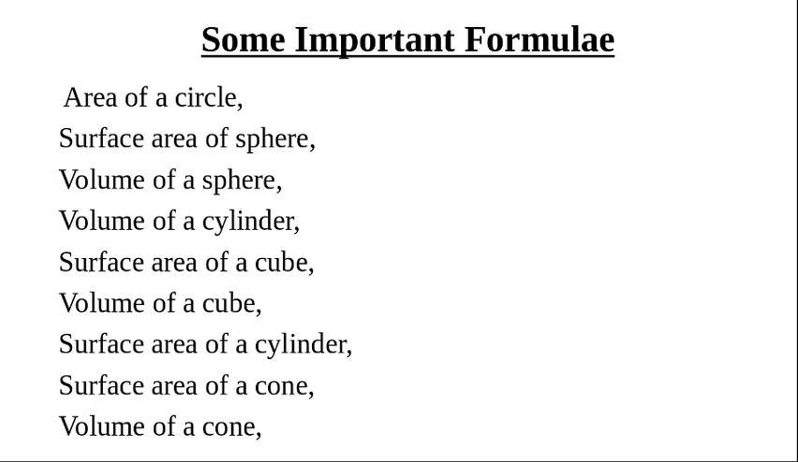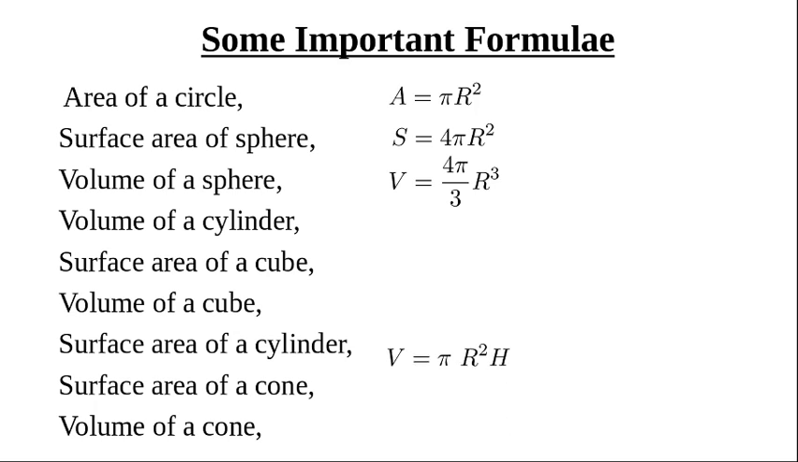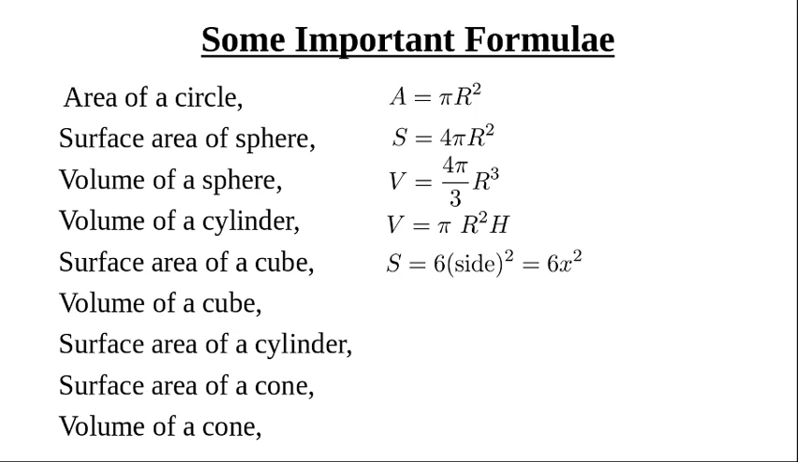Area of a circle is given by A equal to pi r square. Surface area of a sphere is given by S equal to 4 pi r square. Volume of a sphere is given by V equal to 4 by 3 pi r cube. Volume of the cylinder is given by V equal to pi r square h. Surface area of a cube is given by S equal to 6x square, where x is the length of the side, and its volume is given by V equal to x cube.